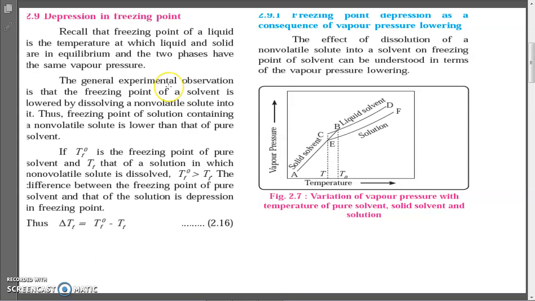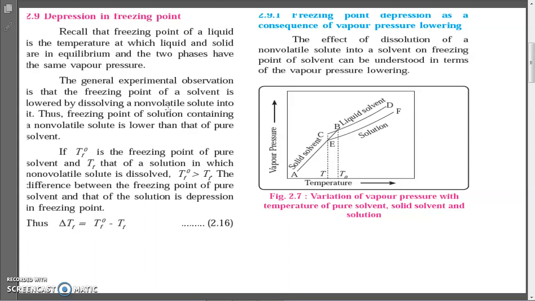First is the depression in freezing point. What is freezing point? The freezing point of a liquid is the temperature at which liquid and solid are in equilibrium, meaning the two phases have the same vapor pressure. The general observation is that the freezing point of a solvent is lowered by dissolving a non-volatile solute.